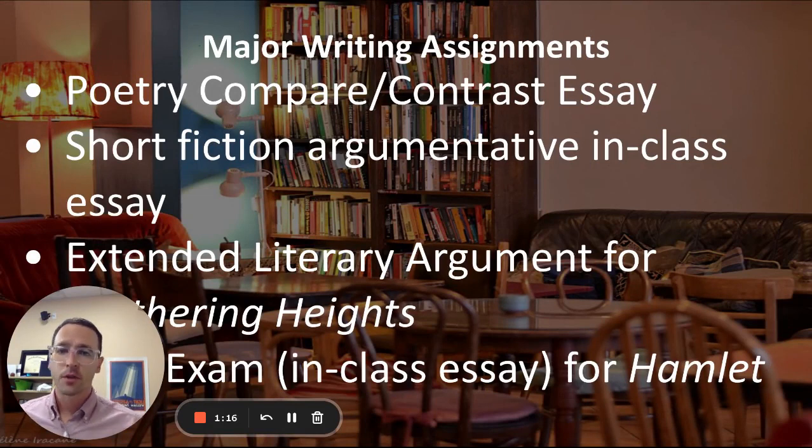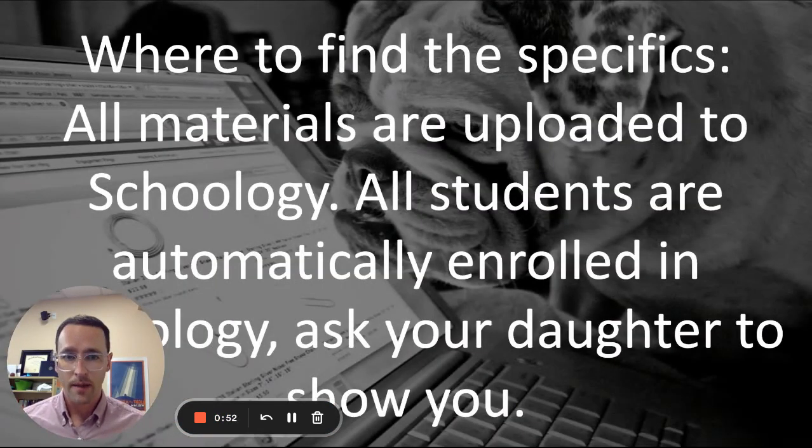Major writing assignments: there's going to be a poetry compare and contrast essay that students will be writing later this month. Later in September, there's a short fiction argumentative in-class essay. They're going to do their big essay of the semester on Wuthering Heights, really getting into analyzing the depth and complexity of that novel through a longer essay. That's really the college-level assignment that I have for the fall. And there'll be a final exam when we do Hamlet.